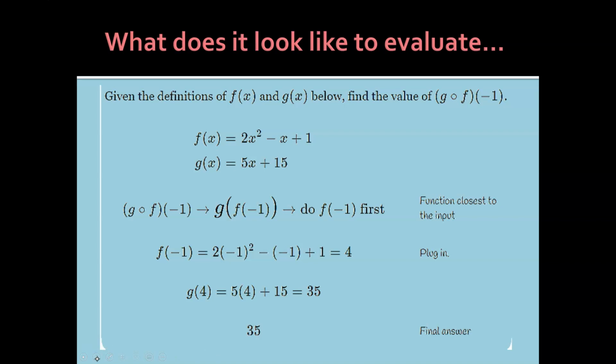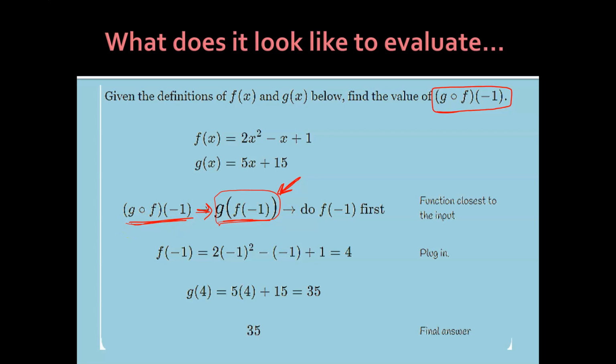There are two ways to denote this, as you just saw. You can say g composition of f of -1, or you can say g of f of -1. They mean the same thing, and I like this notation the best. So if you're given this one, I always convert it to this. I'm given two equations: f of x equals 2x squared minus x plus 1, and g of x equals 5x plus 15. It is telling me that I want to find g of f of -1.